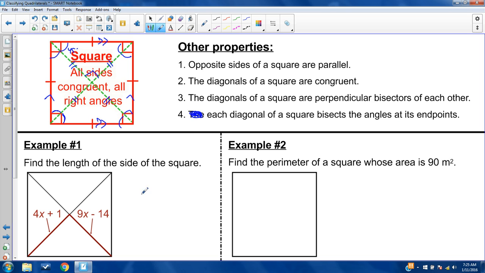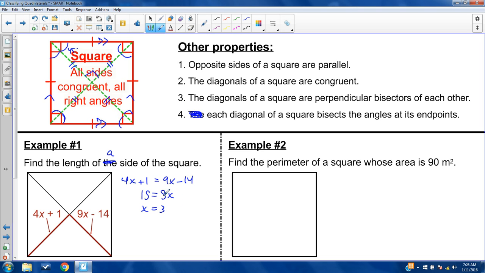So example number 1, find the length of a side of the square. What you're given are diagonal measures. A lot to take in with this problem because you have to go off a lot of properties. For starters, these two parts of the diagonals equal each other, so let's solve for x to begin with. 5x equals 15, so x equals 3.